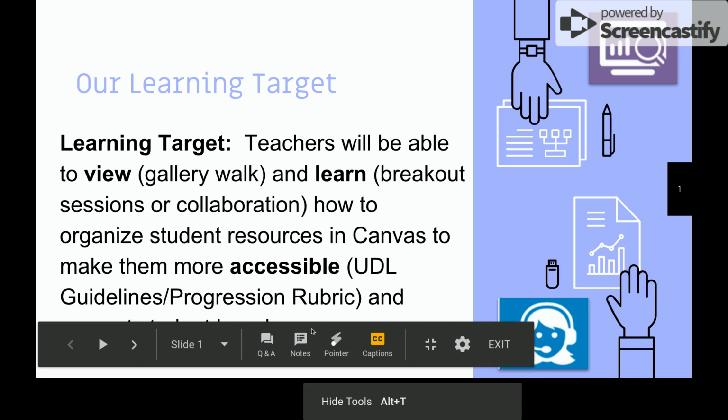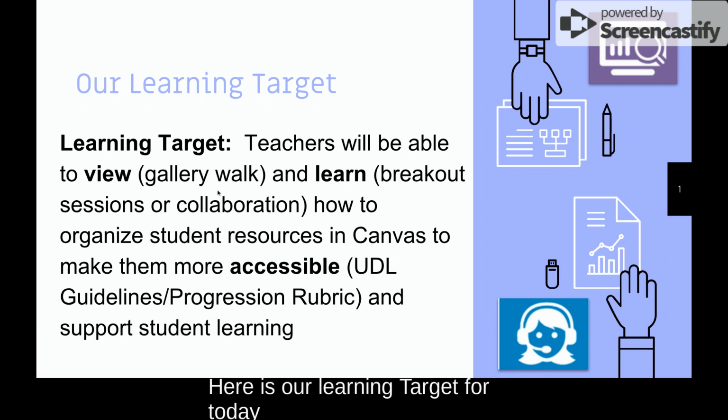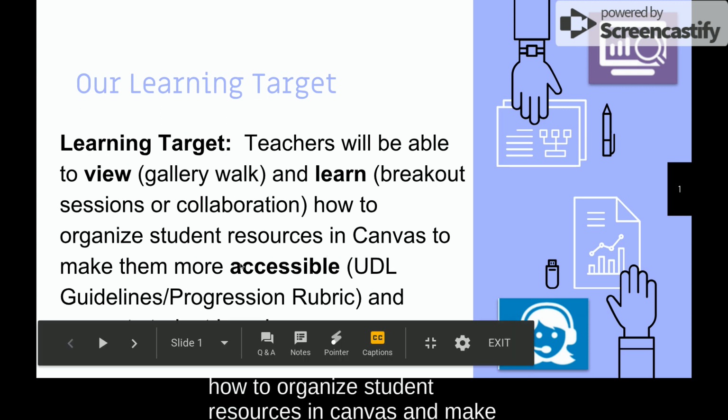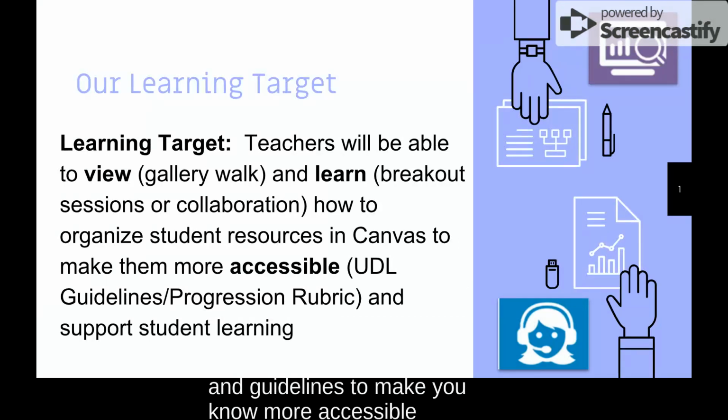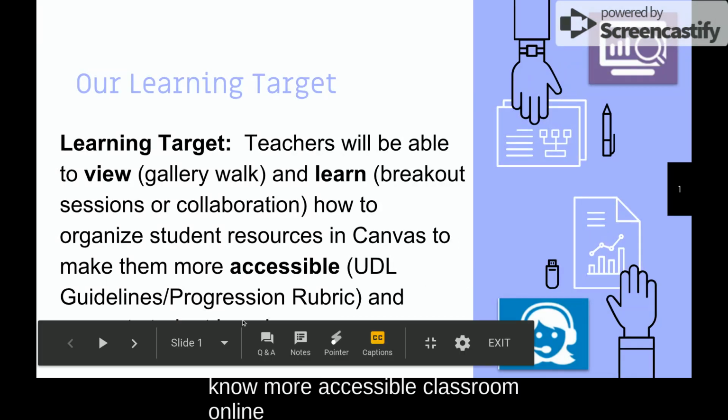Here is our learning target for today. And our learning target is really involving three steps that you'll be able to view through a gallery walk and learn through breakout sessions or collaboration how to organize student resources in Canvas and make them more accessible. Maybe using the UDL progression rubric and guidelines to make a more accessible classroom online and support student learning.